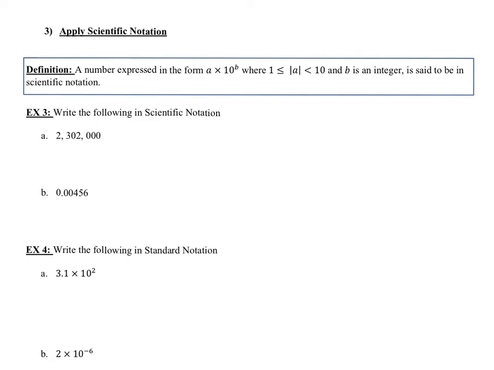Awesome. Alright, so now let's look at the last thing, scientific notation. So by definition, a number expressed in the form of a times 10 to the b power, where a is between 1 and 10 and b is an integer, it is said to be in scientific notation. Alright, it's called scientific notation because most often this notation is used in scientific problems. So let's go ahead and work with this.